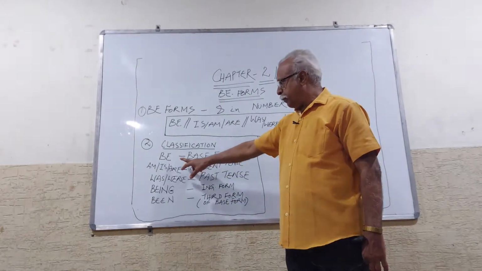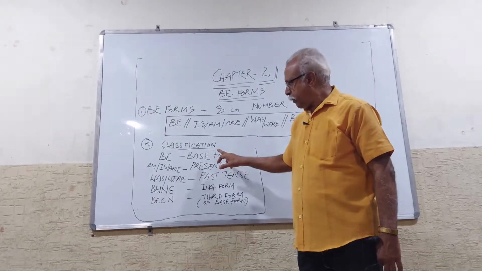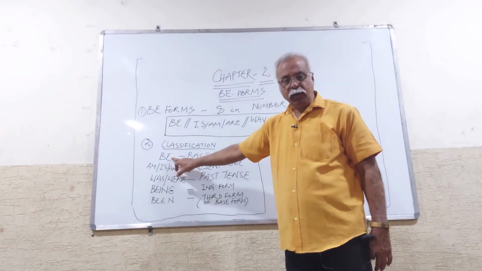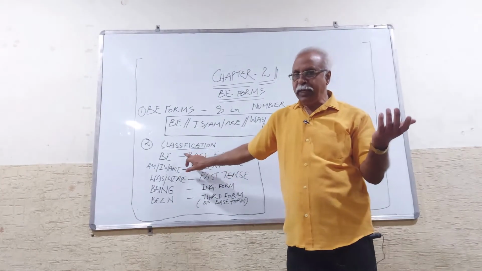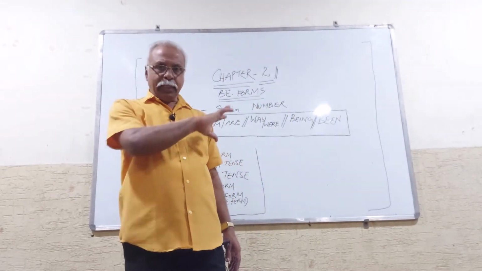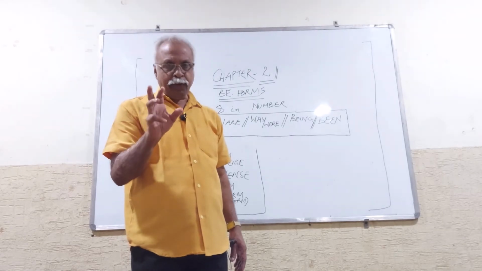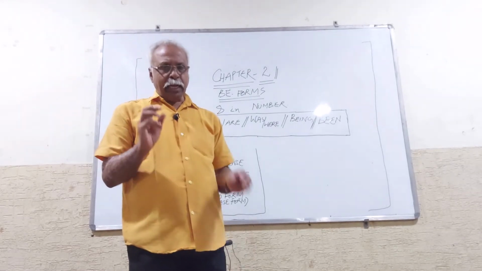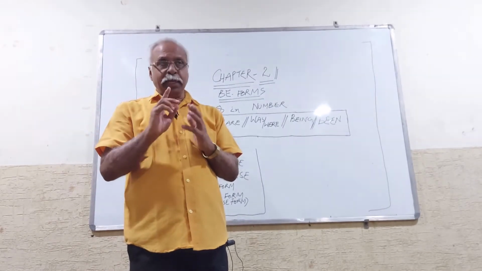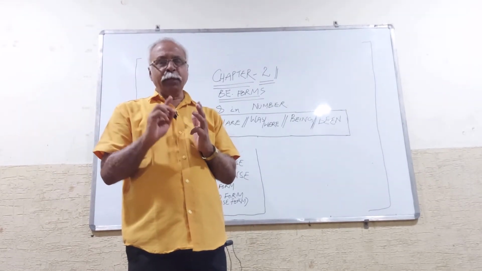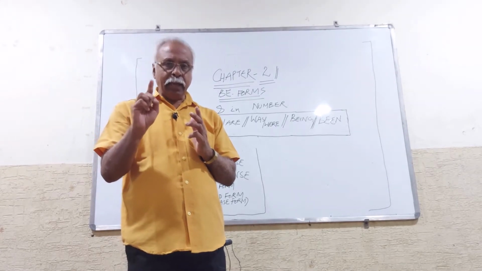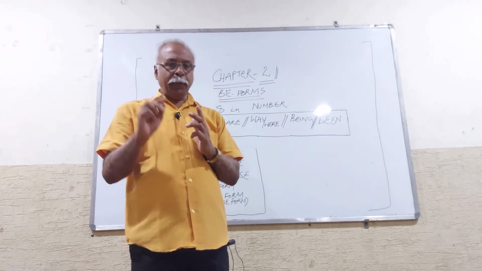I think I'm clear. Present tense be forms are is, am, are. Then what is be? Be is the base form, because it is from this base form that the rest of the 7 be forms have come up. The small dynamics that you have to keep in mind is that be is a base form, and whenever you have to use a be form in present tense, you have to use either is, am, or are, depending upon the context.